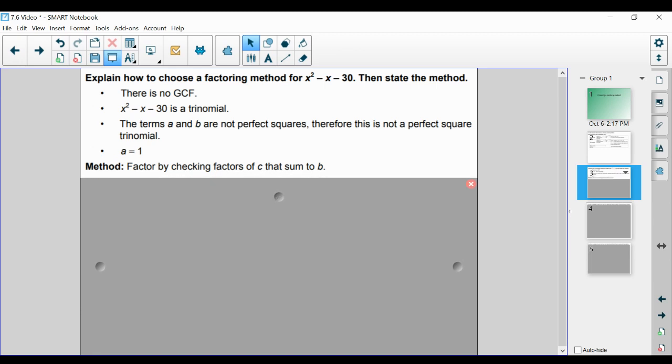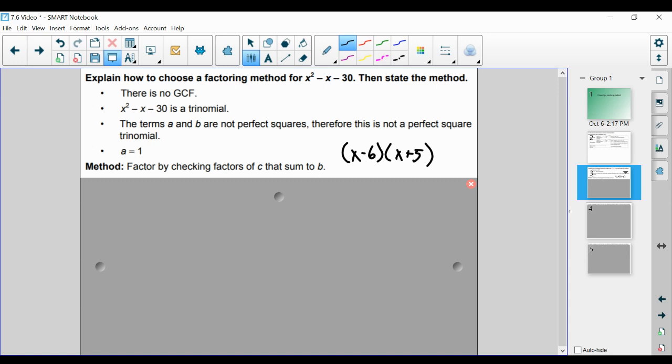Then once we eventually do factor it, let's do it off the top of my head, we're going to get x minus 6 and x plus 5. So we should end up with x minus 6 and x plus 5. Let me just double check that real quick.